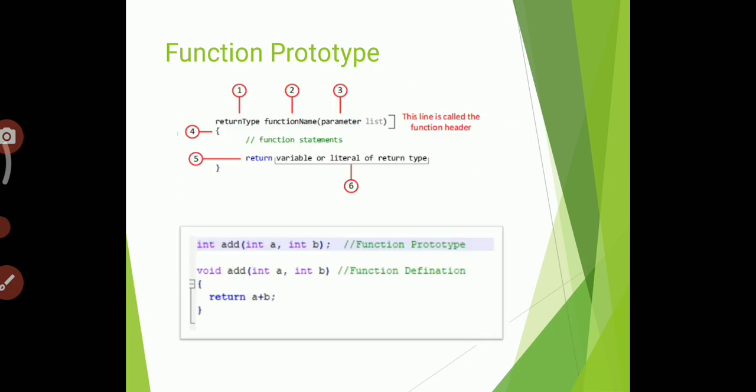The function prototype example. This is called the function line, function header, the function statement, return variable or literal of return type, the function prototype and function definition.